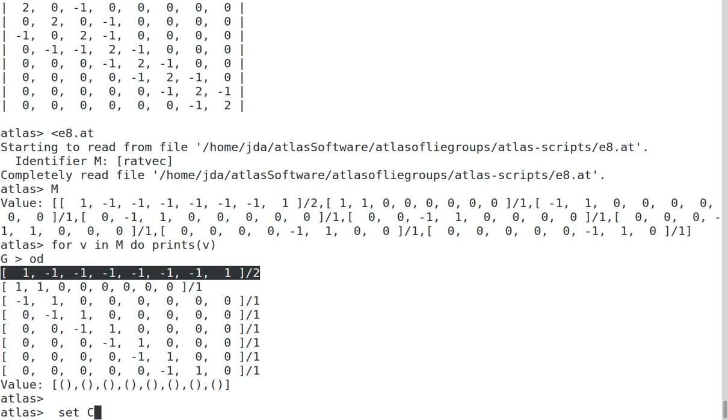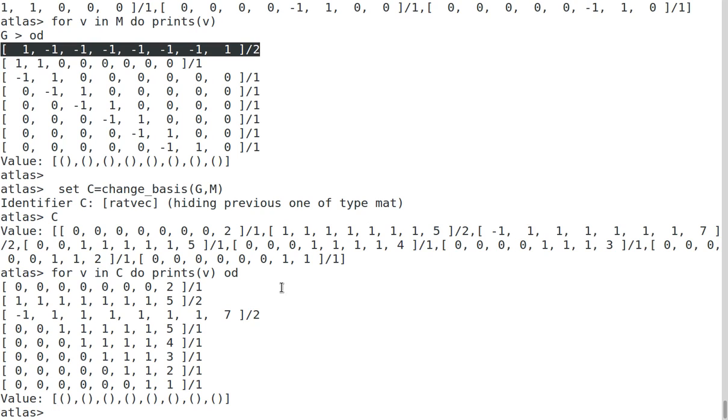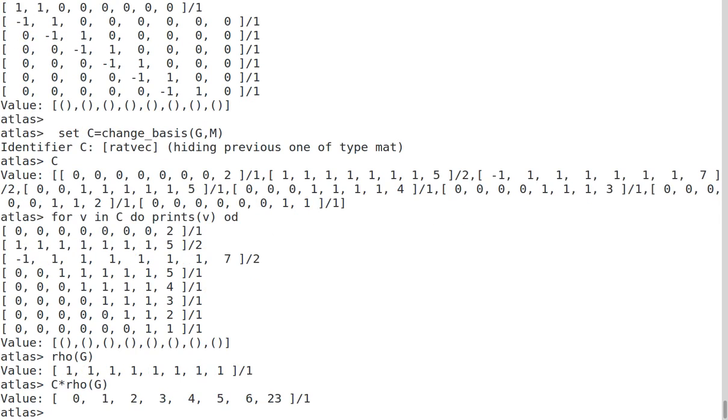So let's set C is the change of basis matrix for G with respect to M, and let's see what it looks like. This is a rational matrix. Let's look at it. There we have it. Well, okay, so let's look. What is rho of G? Well, it's fundamental weight coordinates, so it's all ones. But if you want to get it in the usual coordinates, you multiply it on the left by C, and we see the familiar rho in these coordinates. And if that's not familiar to you, I suggest you look it up in Bourbaki.